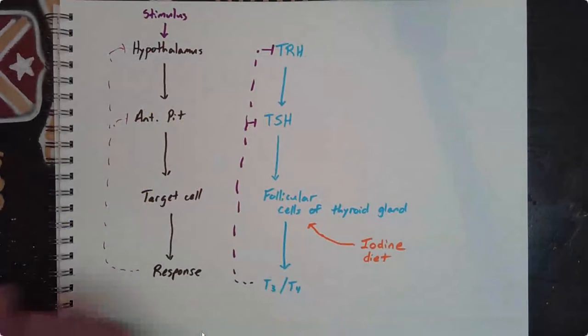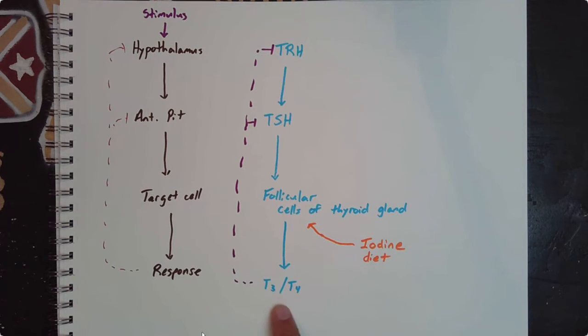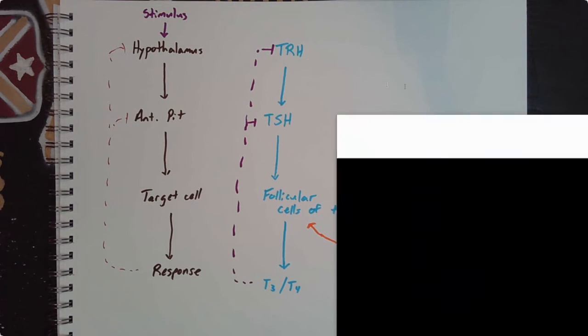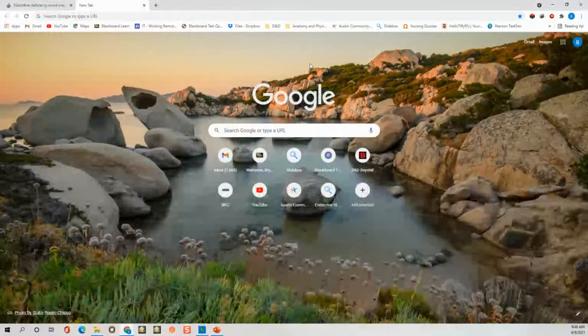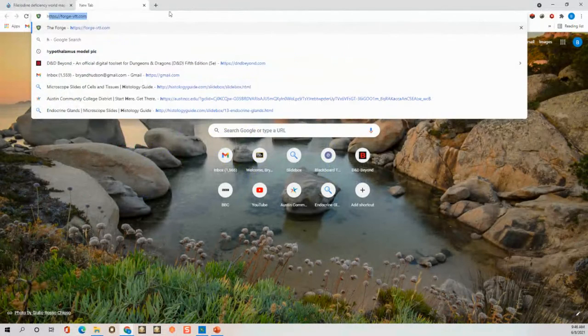So let's come back to this and remind ourselves that if there's not enough iodine in our diet, what's going to happen to the production of T3, T4? Increase, decrease, no change? Good. And this is called hypothyroidism. Now, let me just show you hypothyroidism.